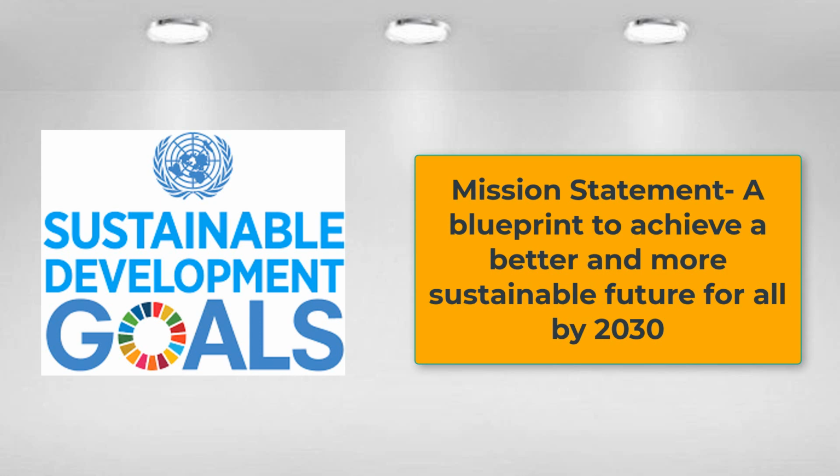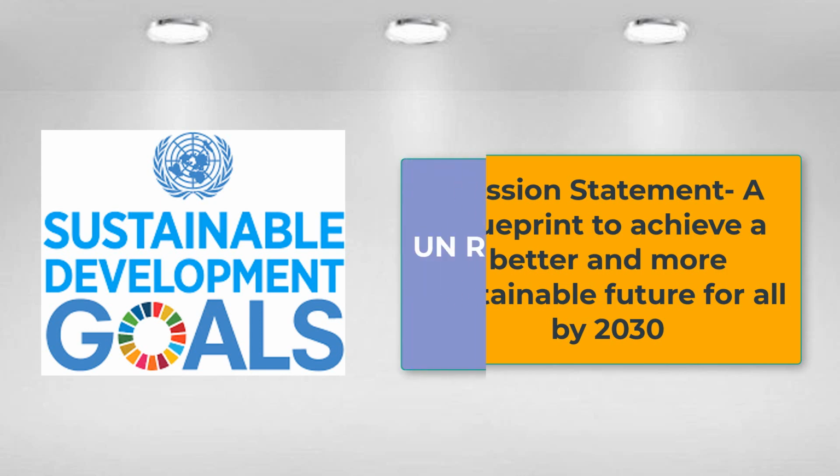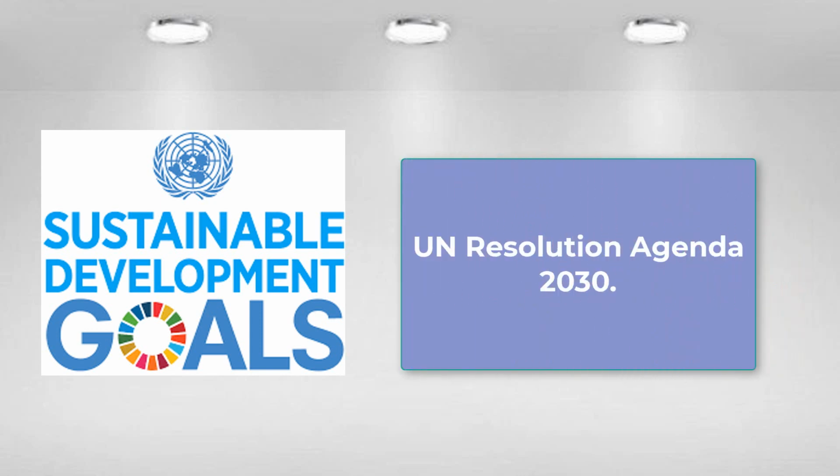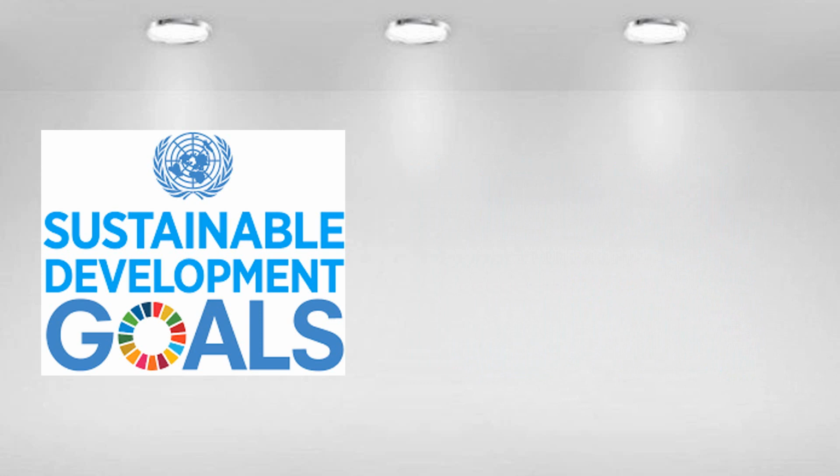These goals were set up in the year 2015 by the United Nations General Assembly. And these goals are included in a United Nations resolution, and this resolution is called 2030 Agenda, or what is commonly known as the Agenda 2030. So now let's discuss all the 17 sustainable development goals.